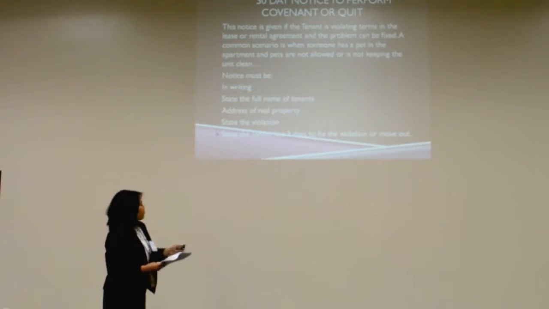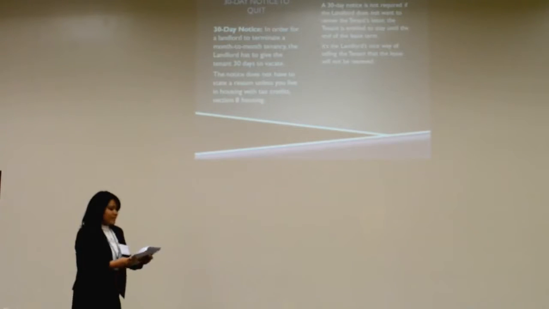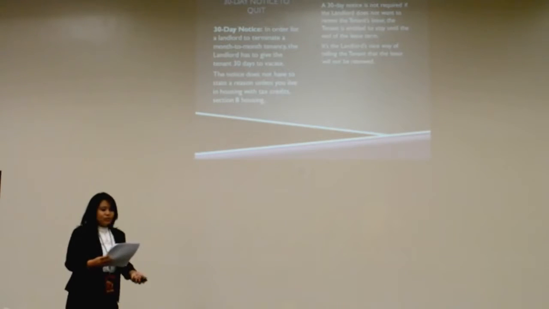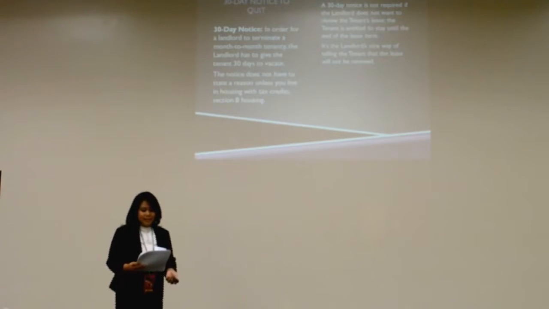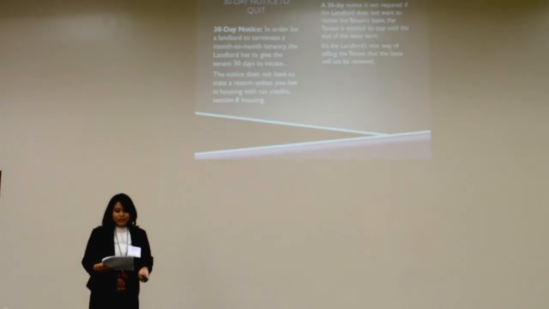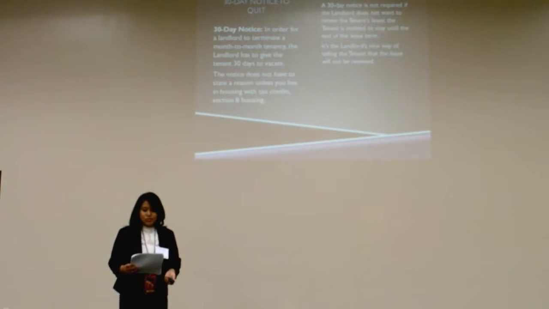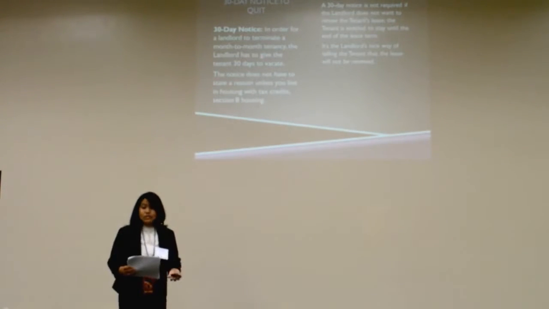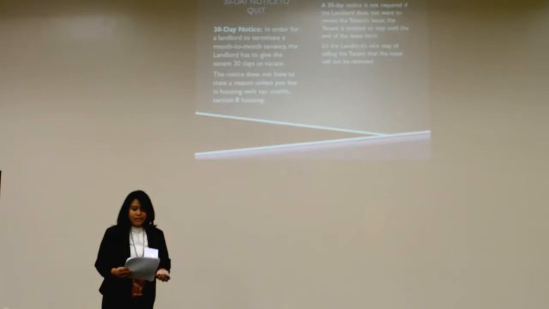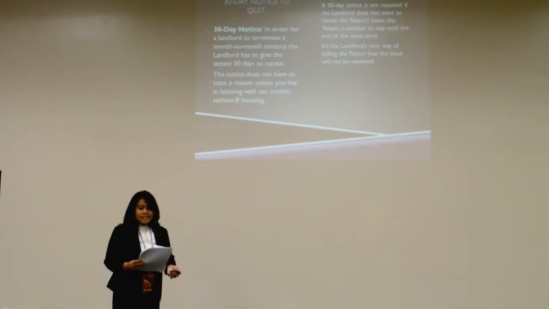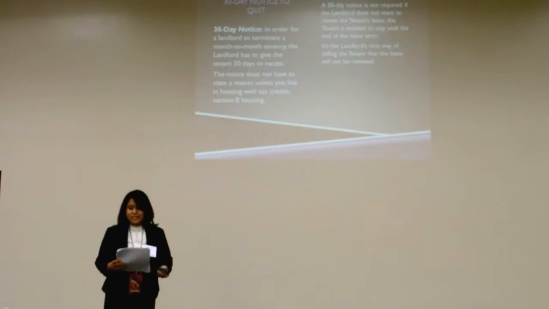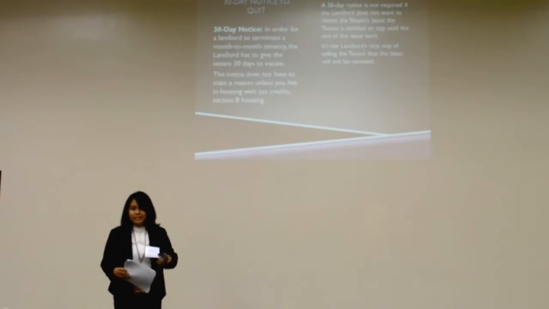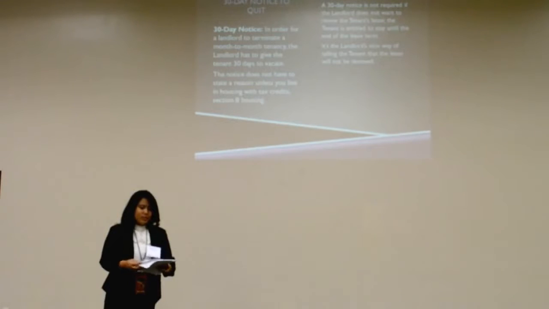So, the next one is the 30-day notice to quit, and that's in order for a landlord to terminate a month-to-month tenancy. The landlord has to give the tenant 30 days notice, 30 days to vacate. The notice doesn't have to state a reason unless you live in housing with tax credits or Section 8 housing. And it's not required if the landlord does not want to renew the tenant's lease. The tenant is entitled to just stay until the end of the lease term. So they just give that.